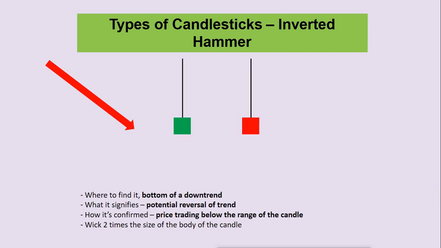Now if you want to enter this type of trade, you are going to look for price trading above the range of the candle. In other words, above the upper part of the wick is where you are looking to see the opening or closing price before you can say this is going to resume in an uptrend. You enter in with a probability of lower risk and higher reward over a shorter period of time.